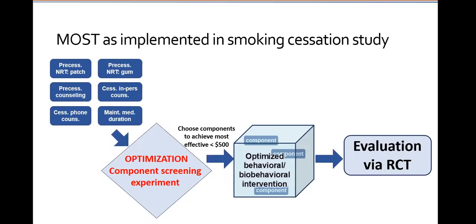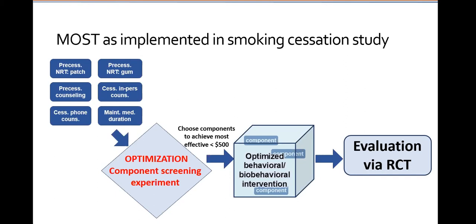This is a schematic of MOST as implemented in the smoking cessation study I've been talking about. There are the six candidate components on the far left. We are examining these components in an optimization trial, a particular type of optimization trial called a component screening experiment, selecting the components that meet the optimization criterion, assembling them into a package, the optimized intervention, that then is evaluated by means of an RCT.